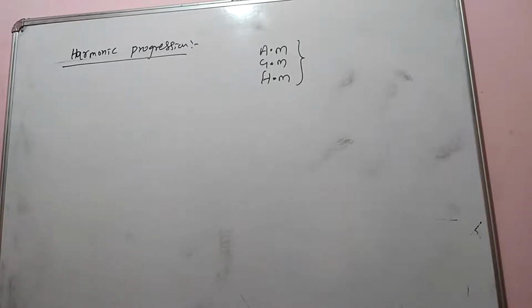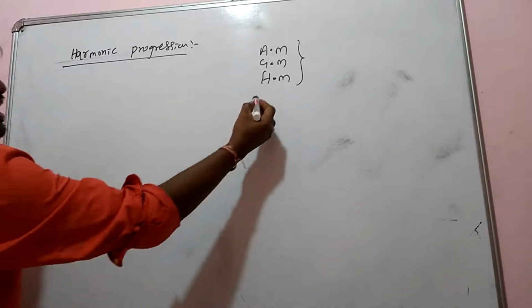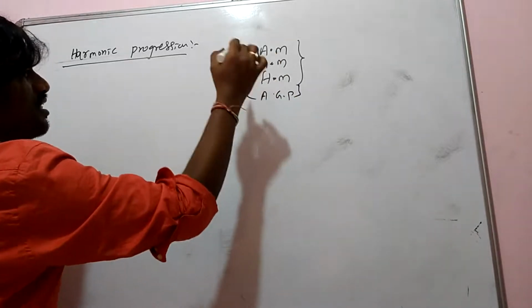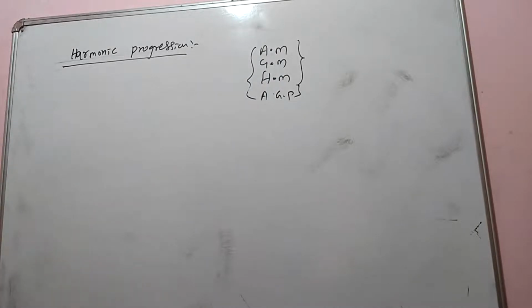Then the special case, that is the AGP series. That is what we have done in the previous question. You can see AP and GP both, so that is called the AGP series. If you learn AGP series, then our chapter is going to end. These are the very important points we have to cover.